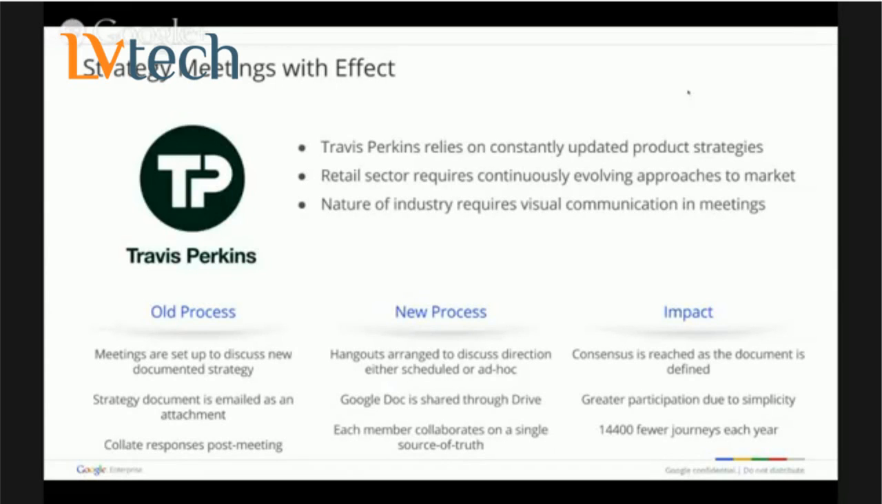And of course, they're able to roll this out with significantly less travel, and specifically over 1,400 fewer trips that are necessary each year to the different locations to roll the strategy out.